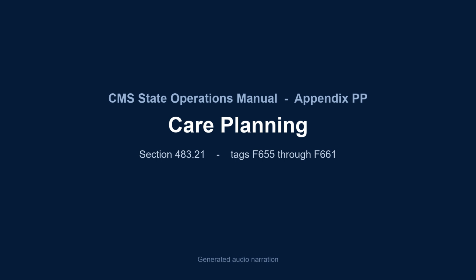Definitions, Section 483.21(c)(1). Discharge planning: a process that generally begins on admission and involves identifying each resident's discharge goals and needs, developing and implementing interventions to address them, and continuously evaluating them throughout the resident's stay to ensure a successful discharge.